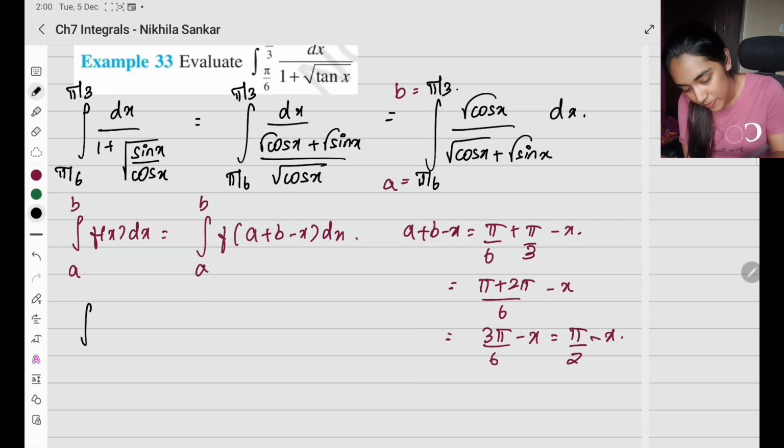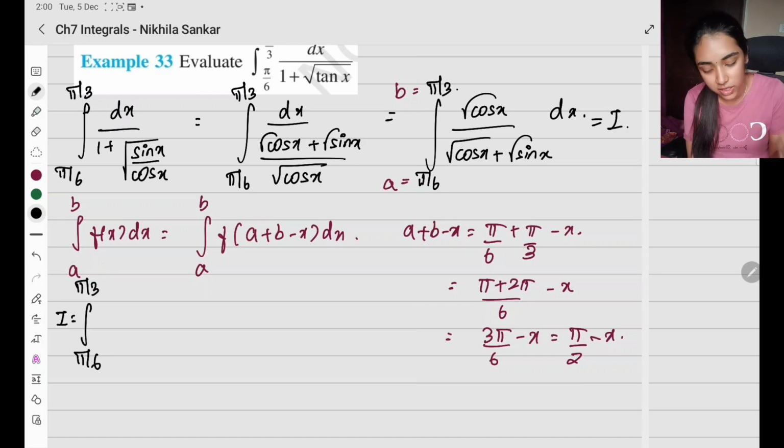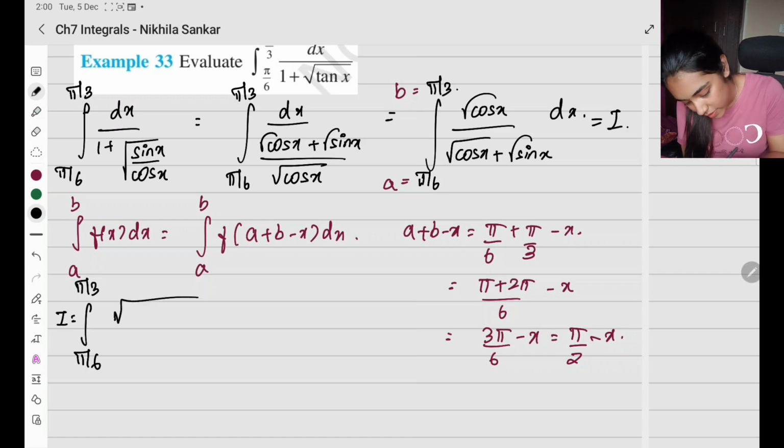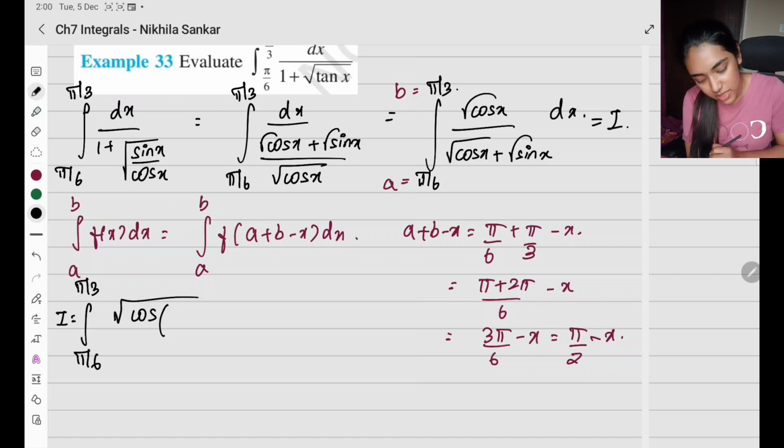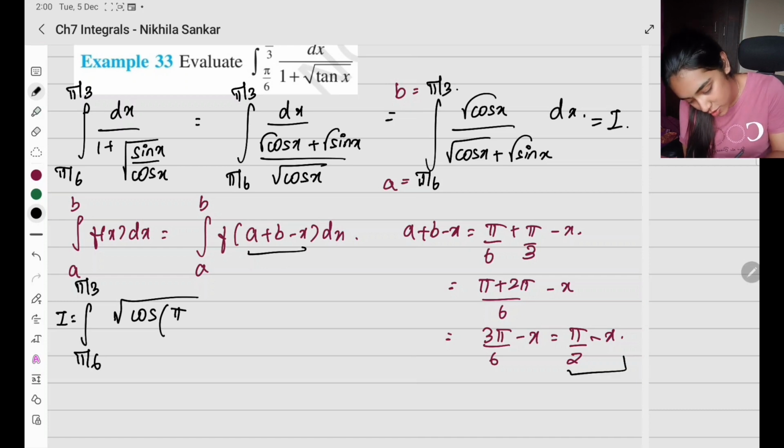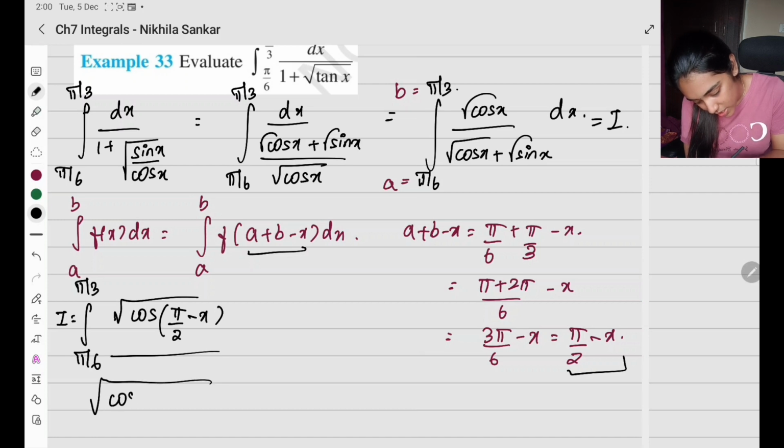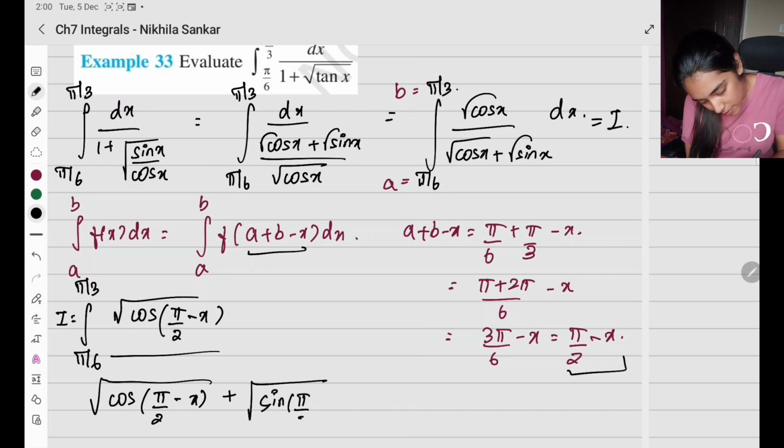So this is my I. I changes from pi by 6 to pi by 3. The integral does not change, the limits do not change, only the value inside changes. So instead of square root of cos of x, I have to substitute a plus b minus x, which is going to be pi by 2 minus x. So cos of pi by 2 minus x, divided by, in the denominator also the same story, cos of pi by 2 minus x plus root of sin of pi by 2 minus x times dx.